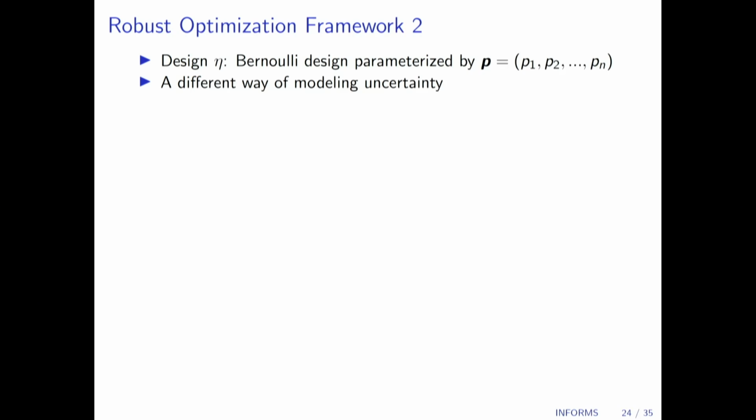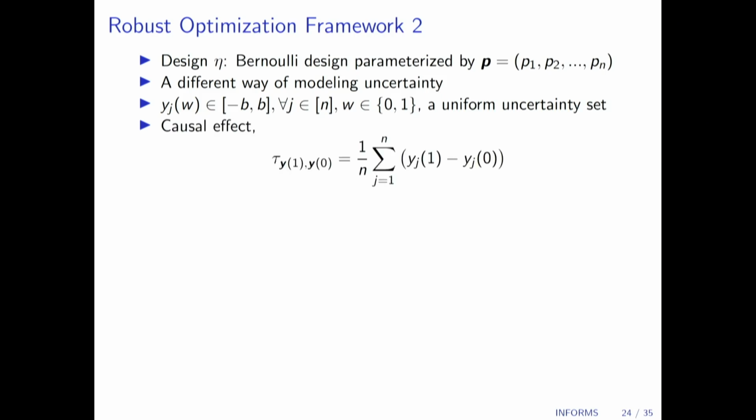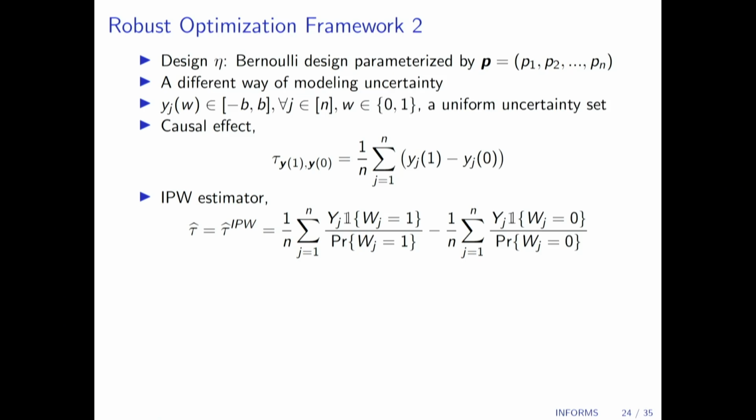And then we adopt a different way of modeling uncertainty, where we directly model the y values to take values in a bounded set, where we assume this bounded set to be from negative b to positive b. And we don't need this b to be known to us. This can be unknown to us. And then under this assumption of a uniform uncertainty set, we can look at the following causal effect. The following causal effect is the average causal effect from this finite sample. And then we choose our favorite estimator here. Here we just choose the IPW estimator because that goes very well with the Bernoulli designs.